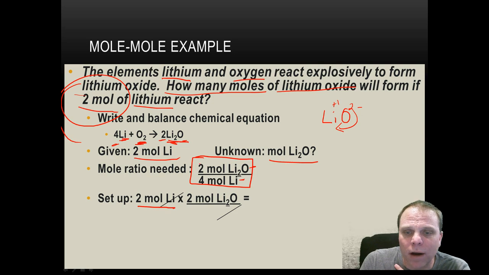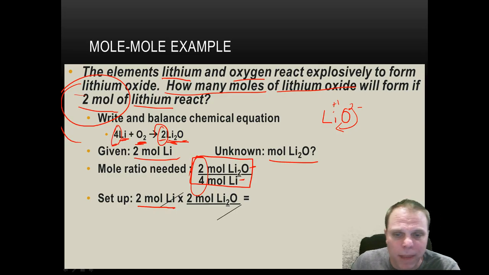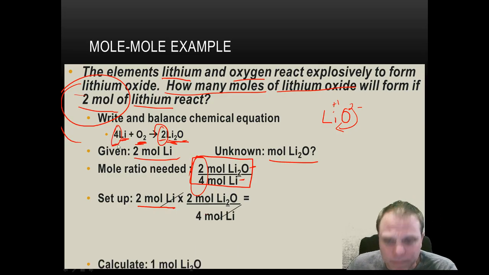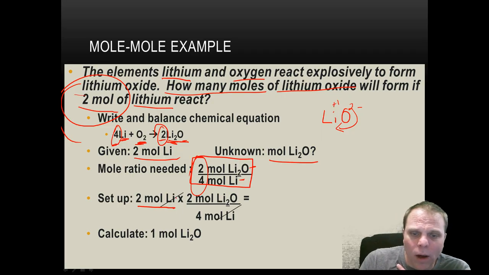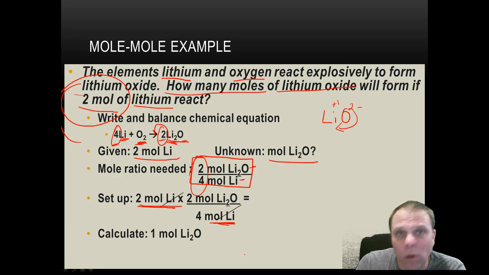And so you need to figure out the ratio, and you got that from here. There's 2 moles of lithium oxide for every 4 moles of lithium. You're going to use that then in this problem. And you're going to say, all right, if I start with my given 2 moles of lithium, what do I want on bottom? I want my moles of lithium on bottom so that they cancel out, right?